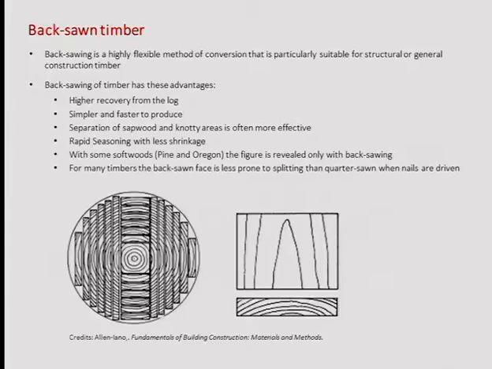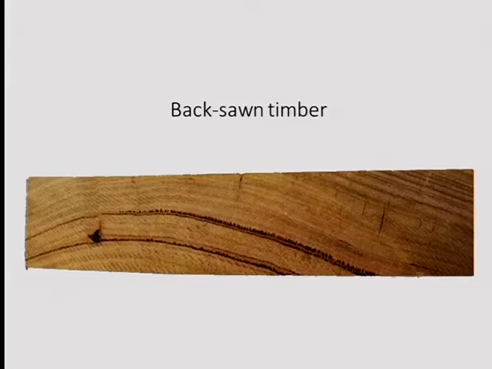So this is what happens with the back zone. It's pretty straightforward. You've got the tree log. You get all the boards in parallel on the left and right, and you try to get the most of the material and reduce the waste. So let's say pine, Oregon, they generally cut this way. And this is the type of grain you get. So when you look at a piece of pine, that's generally what you see in the cross section.